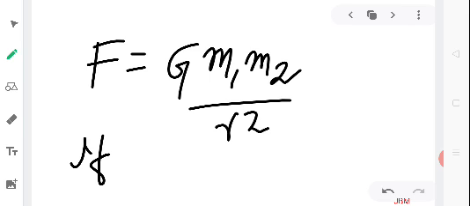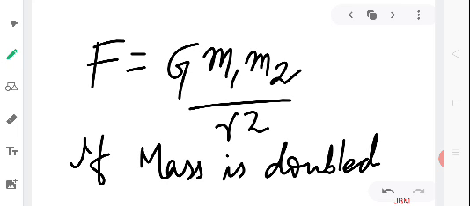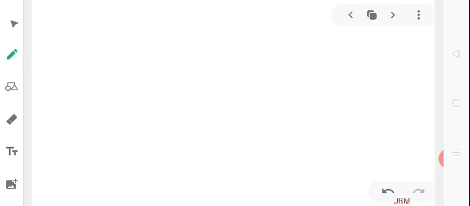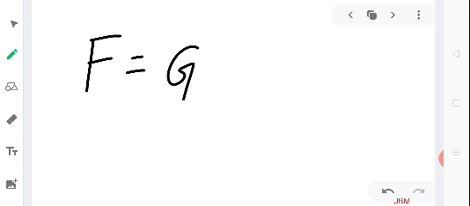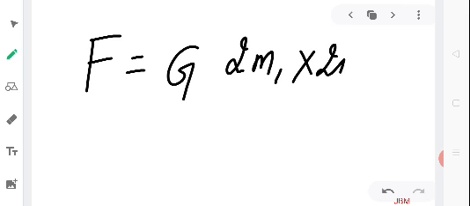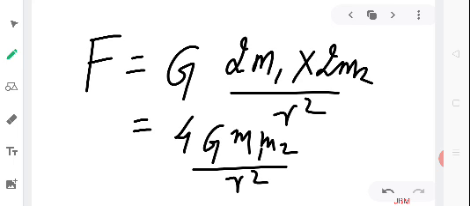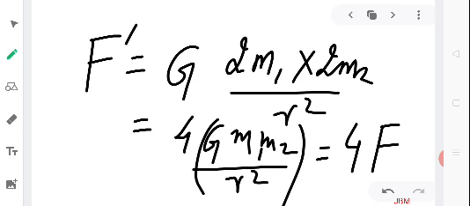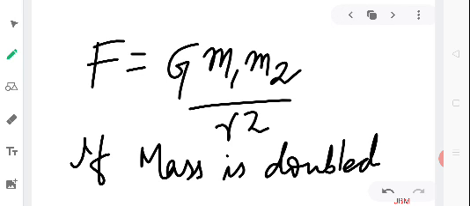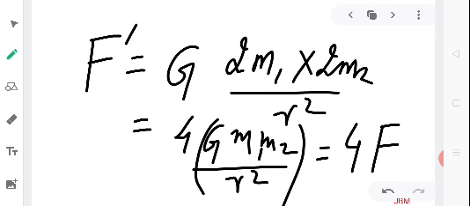So if the masses are doubled, suppose both the masses are doubled, what change will be observed in the force? Obviously now we will write F equal to G. Since the masses are doubled, I will write 2m1 into 2m2 divided by r square. So this will give us 4 times G m1 m2 by r square. Obviously the force has changed. So now I can write this as equal to 4 times F. You can see the bracketed term G m1 m2 by r square is actually equal to F. So when both the masses have been doubled, the new force of attraction existing between the two masses is 4 times the previous value.